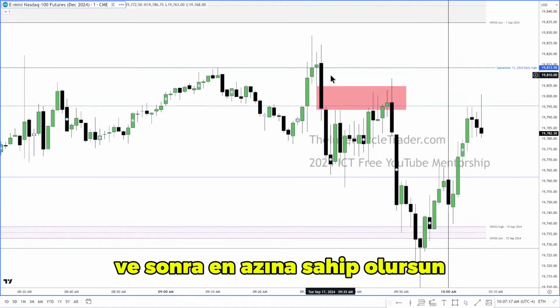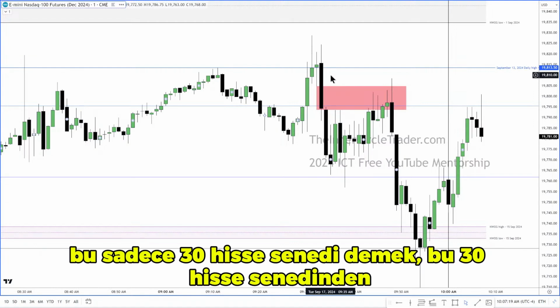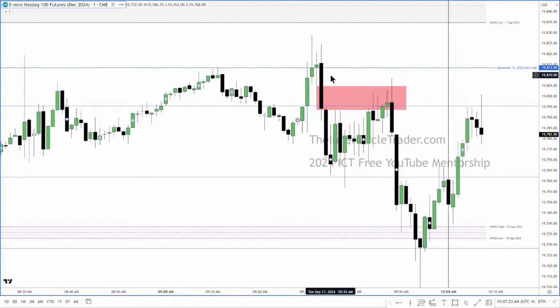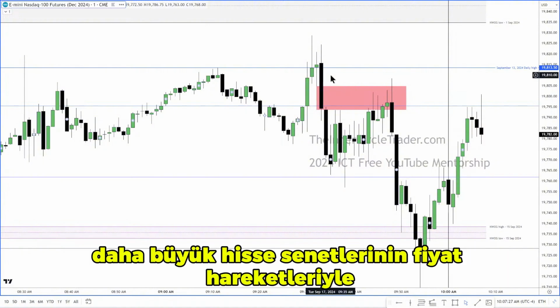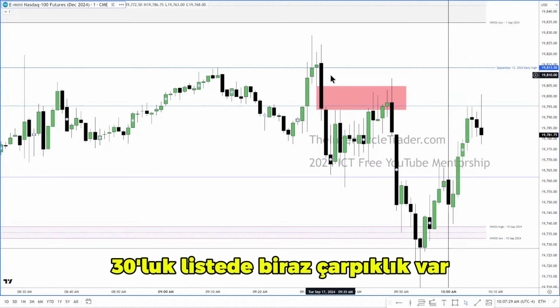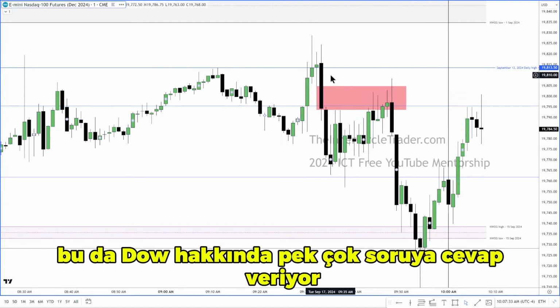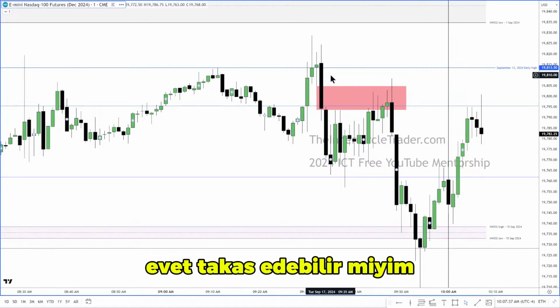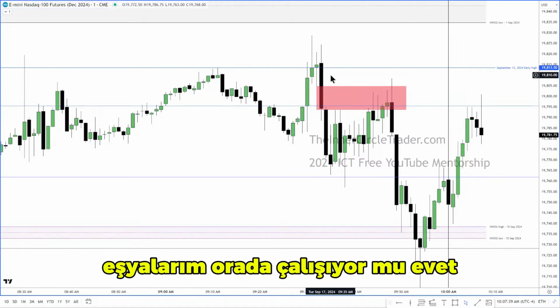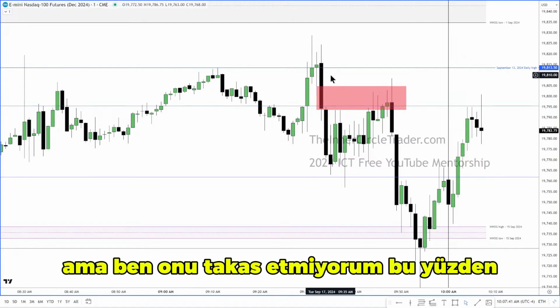And then you have the least, which is the Dow, which owns only 30 stocks. So out of those 30 stocks, it can be influenced greatly by the price movement of larger stocks in that list of 30. So it's a little bit skewed, and that's why I don't like it. So that answers a lot of questions about the Dow and why I don't trade it. Can I trade it? Yes. Does my stuff work in it? Yes. But I'm not trading it.